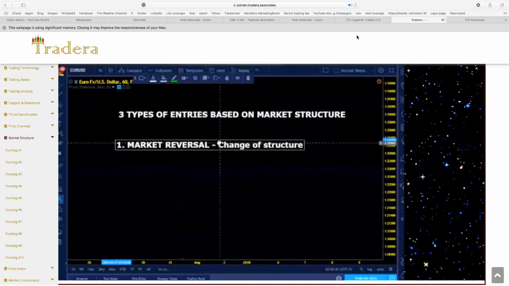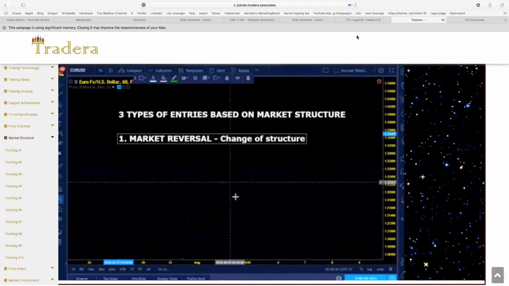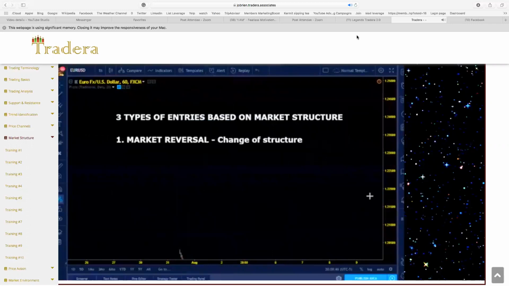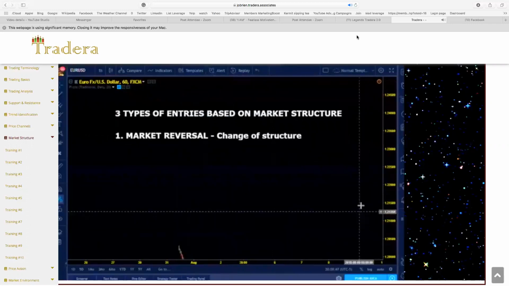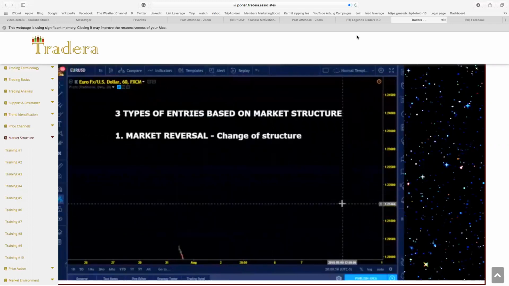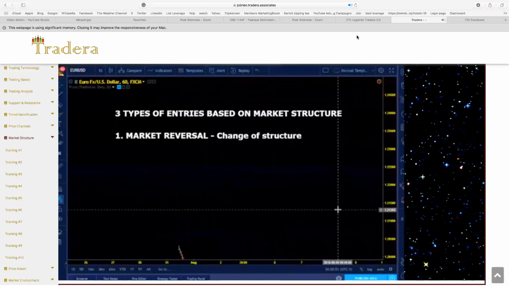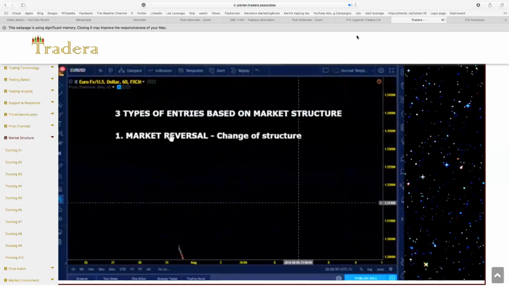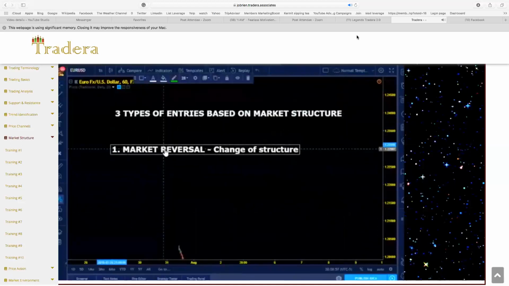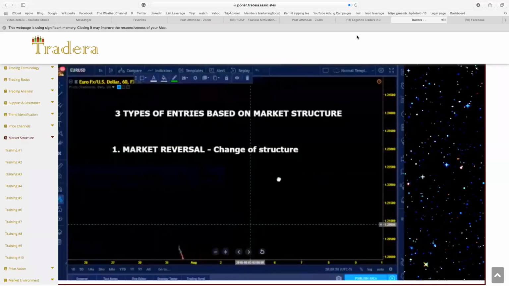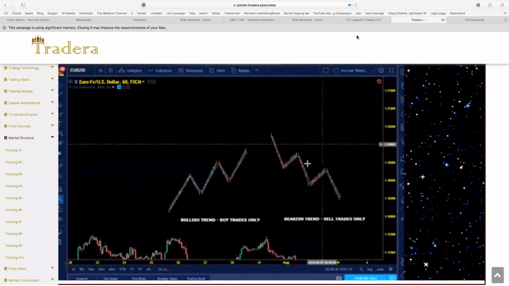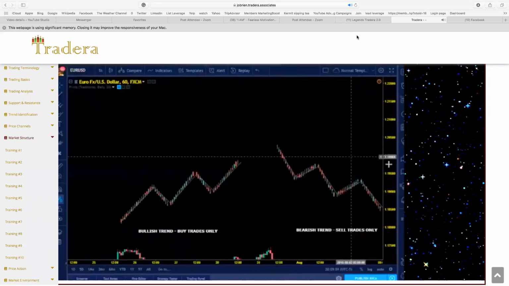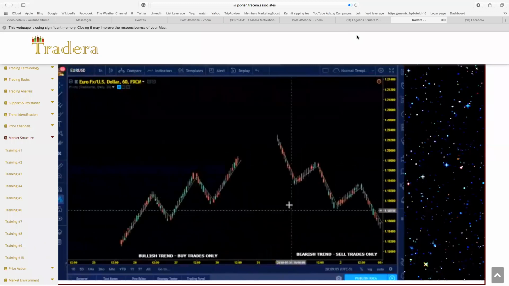I'm going to show you guys all of this. I'm going to show you a little demonstration, take you into the actual markets and show you how it works. And then I'm going to show you the exact entries you should have taken last night during London to catch all of the moves. Okay. First type of entry is a market reversal, which is a change of structure. So let's go back over here to our structured demonstrations, and let's look at what that might look like.